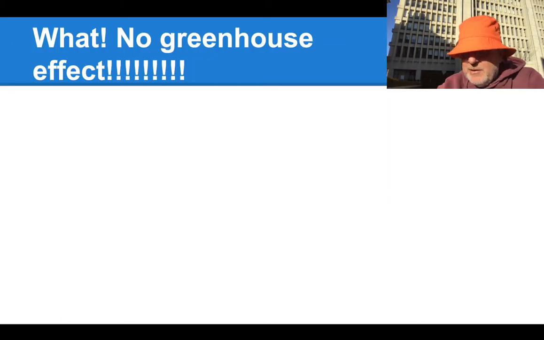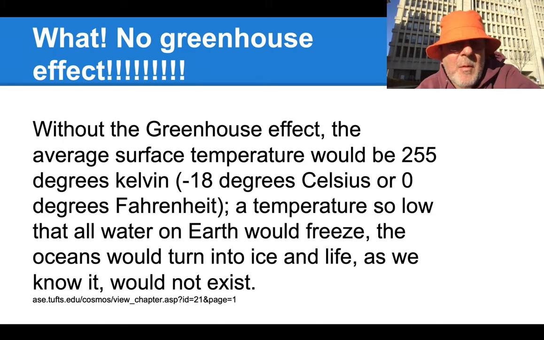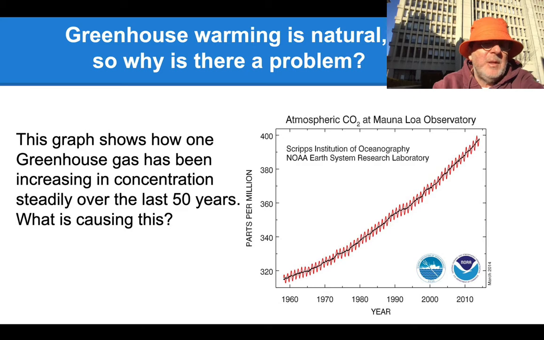If you had no greenhouse effect, as I said before, the average surface temperature would be 255 degrees Kelvin, negative 18 degrees Celsius, or 0 degrees Fahrenheit. Right now, the average temperature is 15 degrees centigrade. So we need these greenhouse gases. Without them, life as we know it would not exist. There may be life in the ocean, but probably not on land in many places.